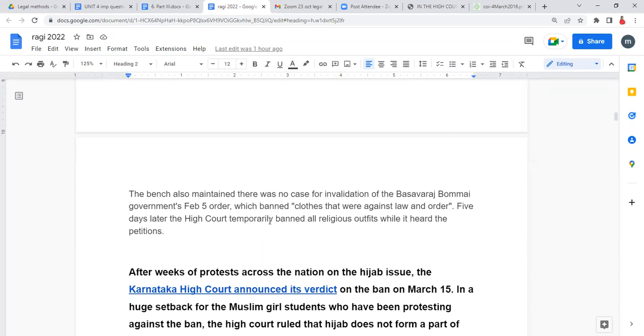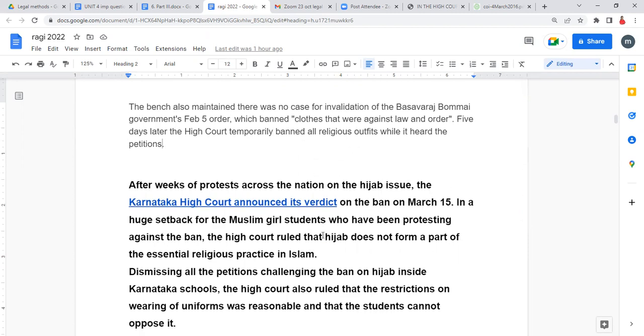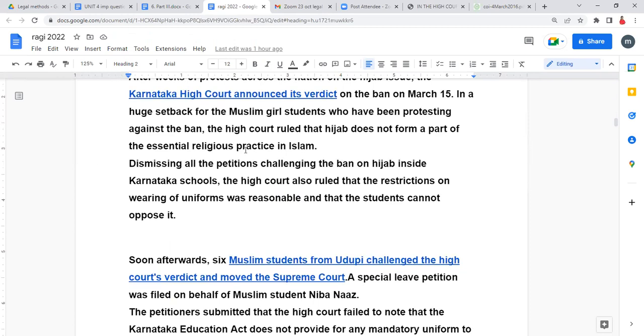So here also what happened is this ban was allowed, that along with the uniform, only whatever is the prescribed uniform should be worn, because hijab is not an essential part of religious practice. It was banned inside the classrooms. So this decision came in March 2015, and these restrictions were there.